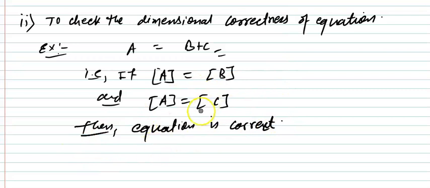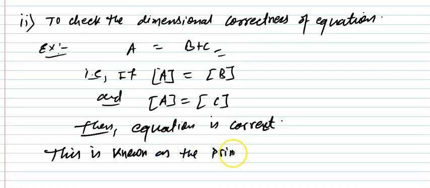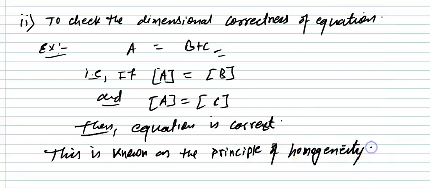And this process is called the principle of homogeneity. So you can also write this is known as the principle of homogeneity. Let us take an example of how we are going to proceed.